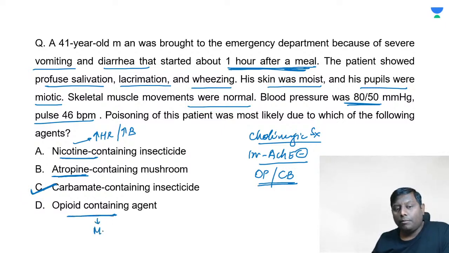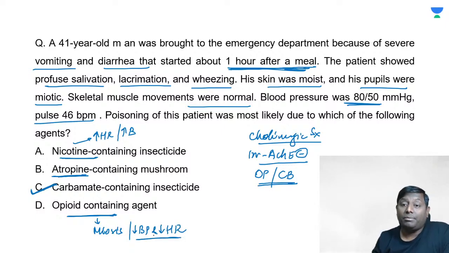No doubt opioid will cause miosis, but there will be no salivation or lacrimation. Opioid has nothing to do with salivation or lacrimation. Plus, opioid is always going to cause a fall in the blood pressure and a decrease in the heart rate. It is a cardiac suppressant, a cardiac depressant agent. So although it is seen here, lacrimation, salivation, wheezing, and the other symptoms mentioned are not matching with the opioid-containing agent.